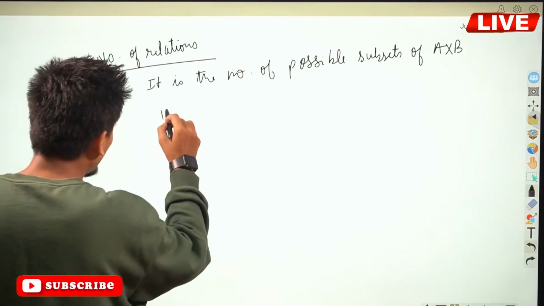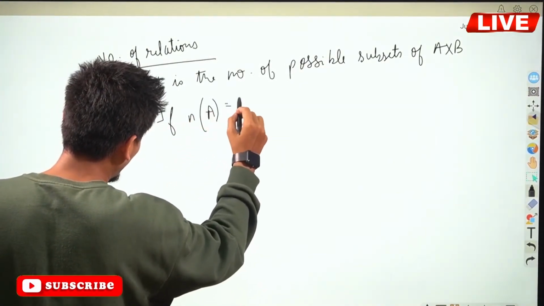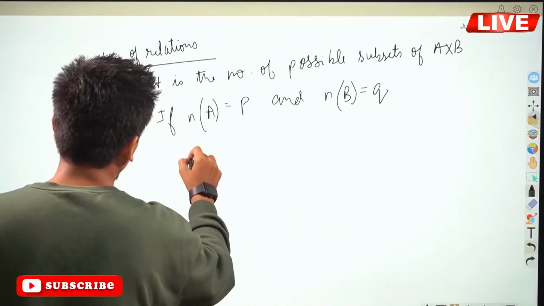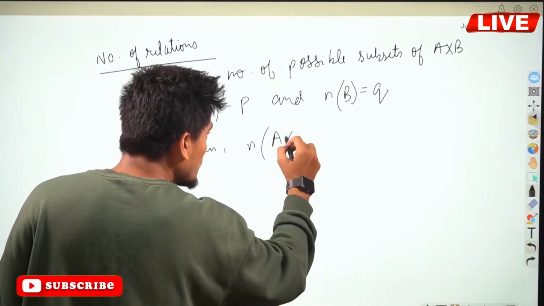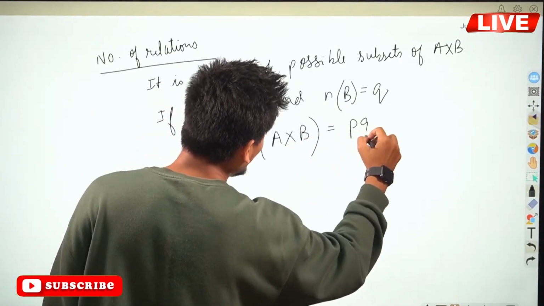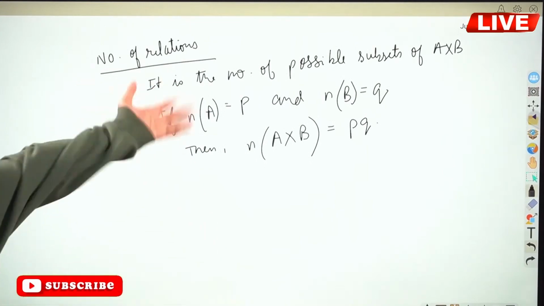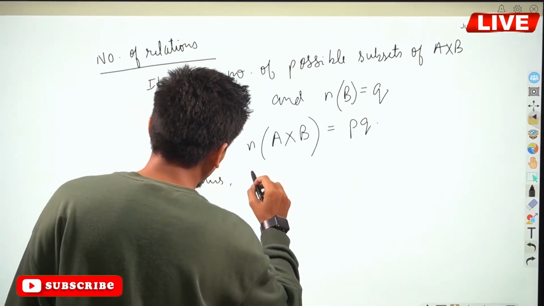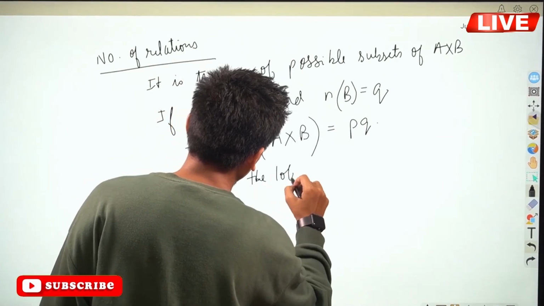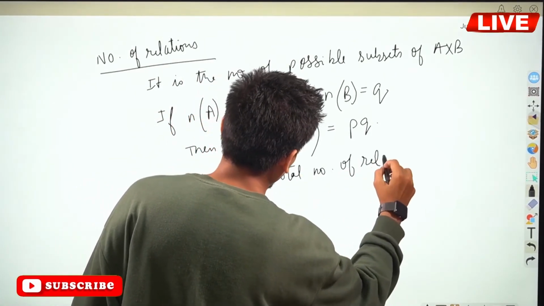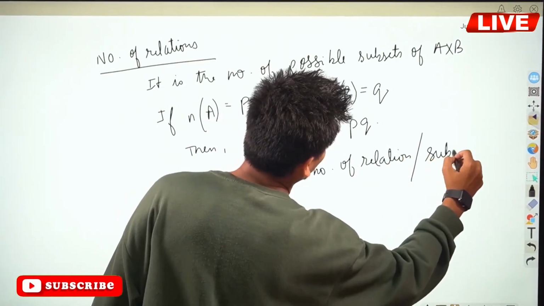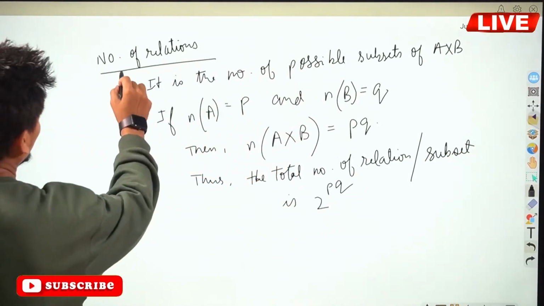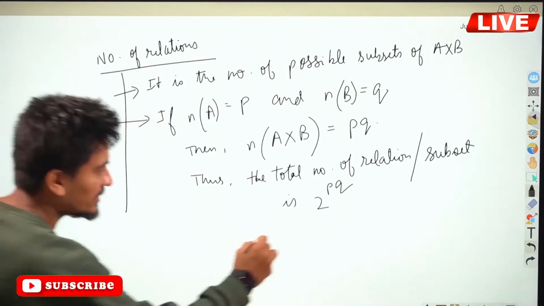Okay? And if the number of elements in the set A is equal to P and the number of elements in the set B is equal to Q, then we can say that the number of elements in the Cartesian product, that is A cross B, is equal to P into Q. Thus, the total number of relations or subsets is always 2 to the power PQ, which is very, very important.